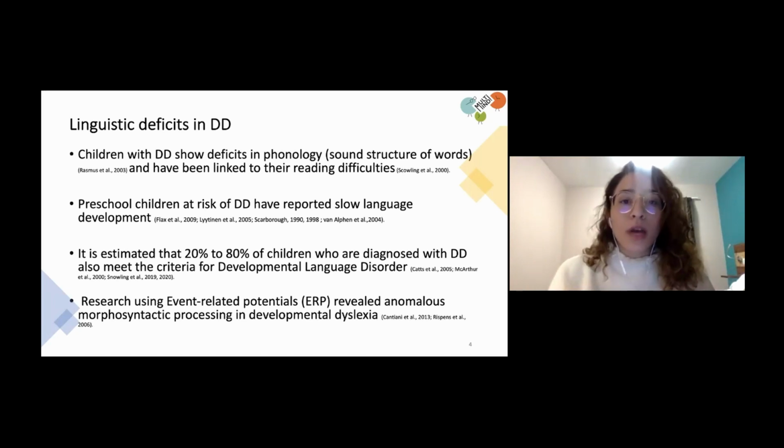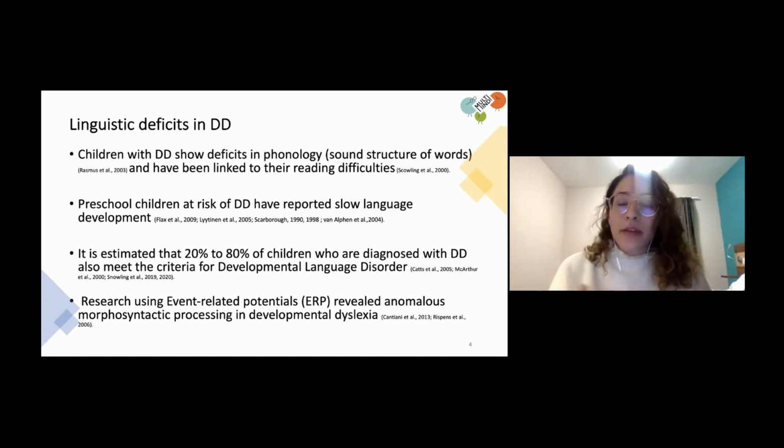They also seem to show general delays in the production and understanding of vocabulary, as well as morphosyntax, which is the grammar of language. So they show a general delay in their language development. And many studies have also found high to moderate levels of comorbidity between developmental language disorder and developmental dyslexia. So many individuals with dyslexia usually meet the criteria for developmental language disorder. And this term, developmental language disorder, refers to difficulties in using or understanding language.